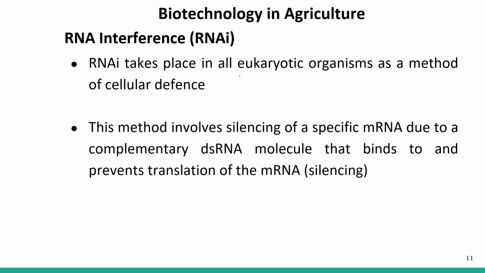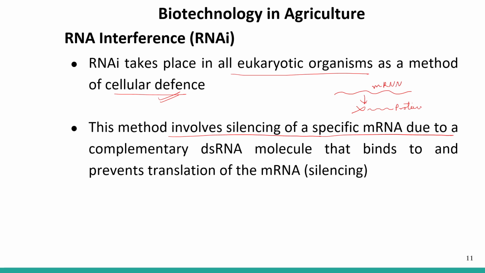RNAi takes place in all eukaryotic organisms as a method of cellular defense. So this is a method of cellular defense in the eukaryotic organism. This method involves silencing of specific mRNA. So when mRNA is silenced, it means no production of protein from this mRNA. Okay, so this is called silencing because we are blocking this protein formation.